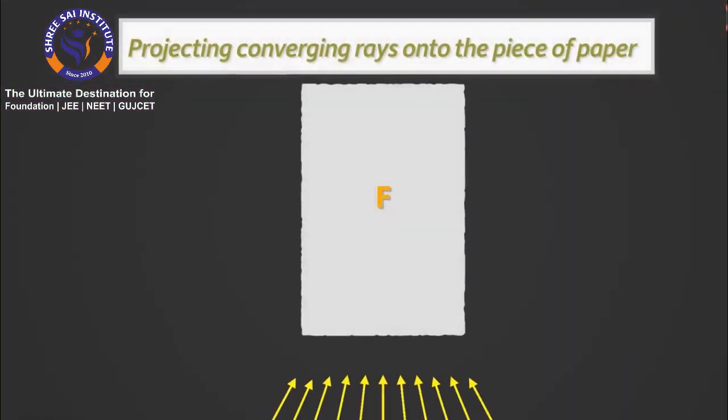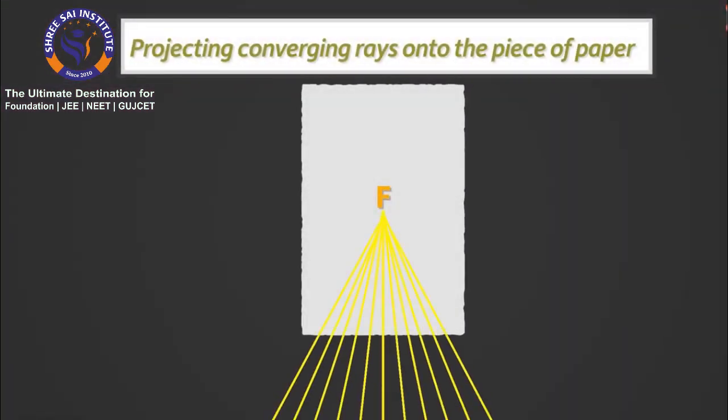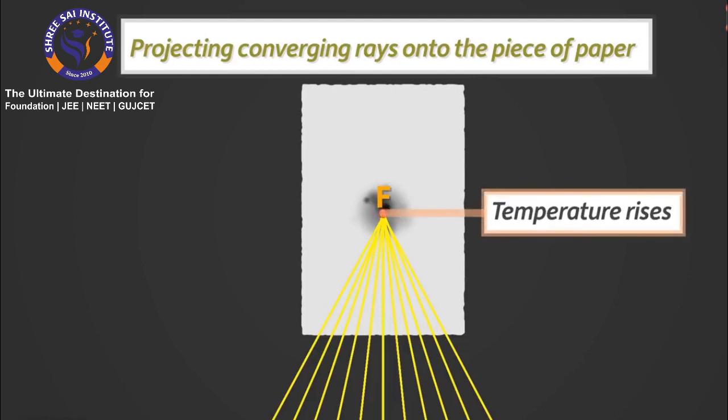Now, if you project this point of convergence on a piece of paper, the paper at that point will start getting hotter and will eventually catch fire. As the bulk of rays from the sun are all concentrated at one single point by this concave mirror, the temperature at this point rises. And it's too much temperature for a thin piece of paper to withstand.